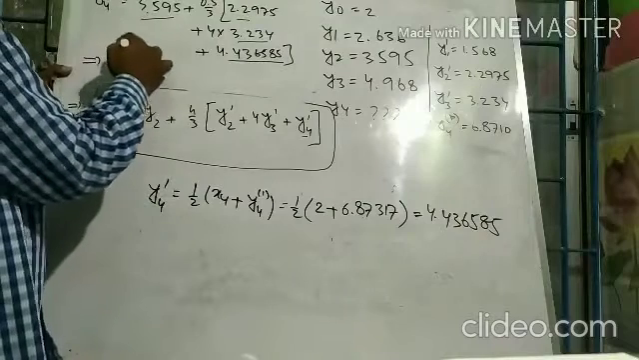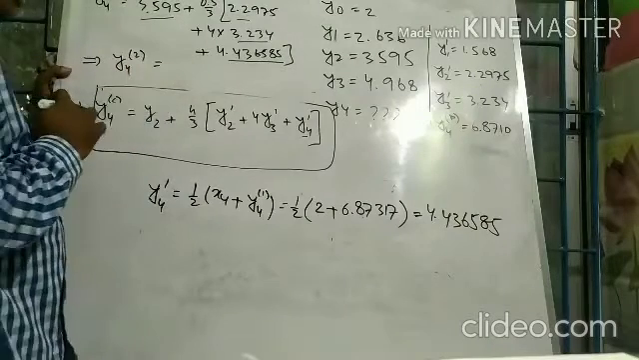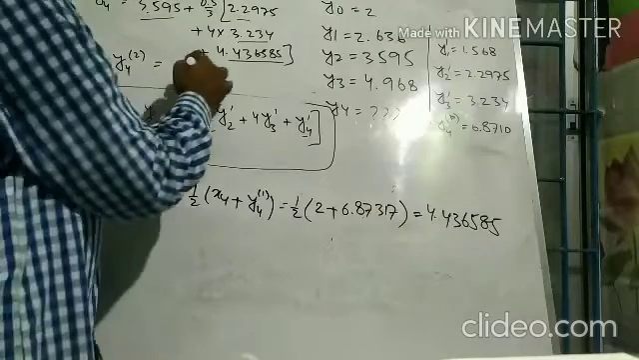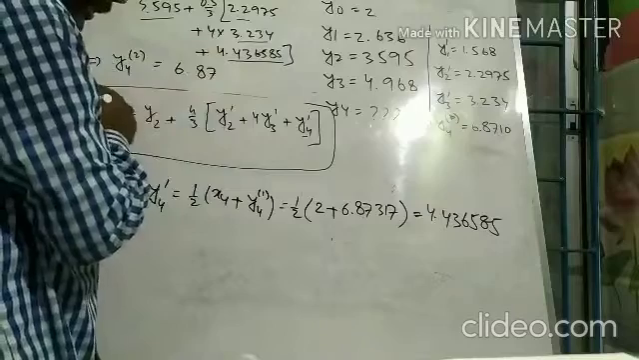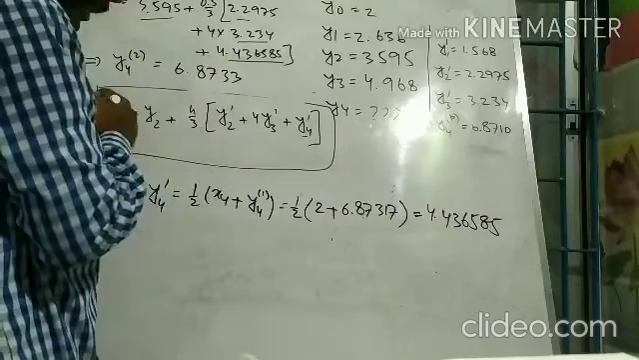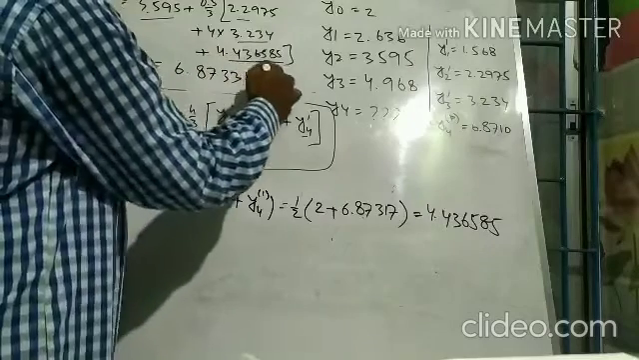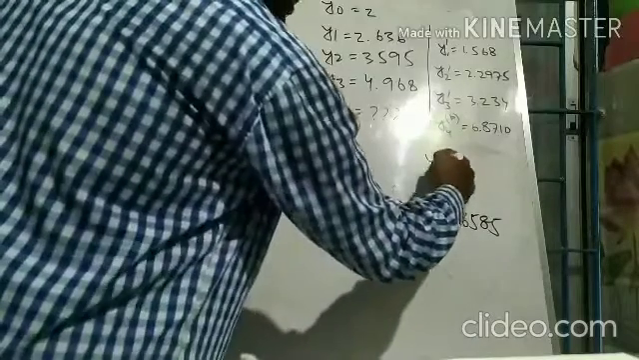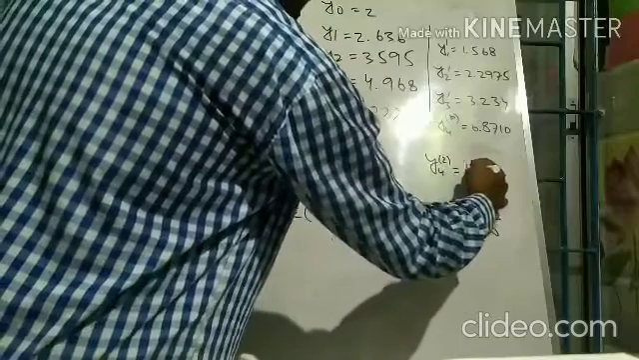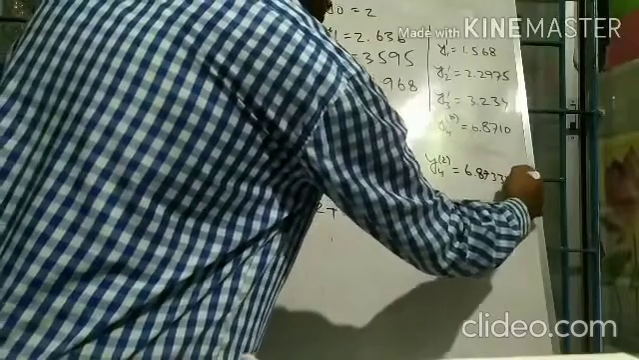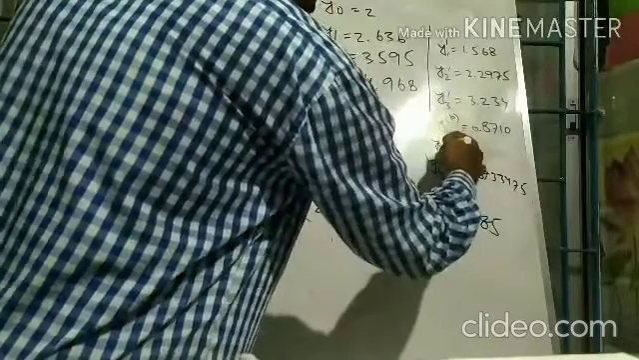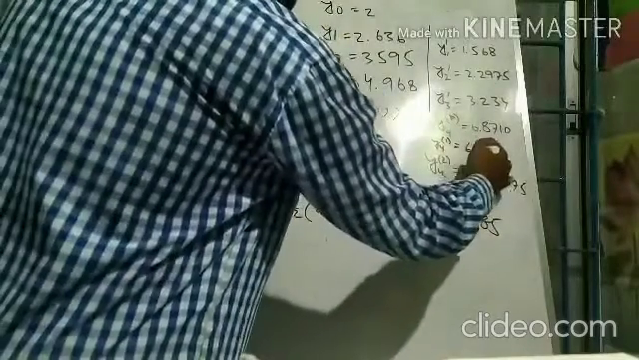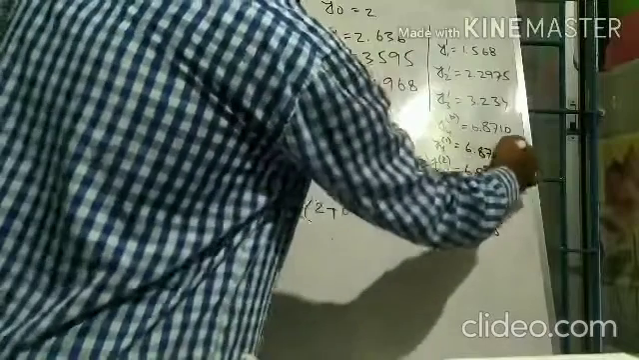So the second iterative value of y4 is 6.8733475, and the first iterative value of y4 is 6.87317. Okay.